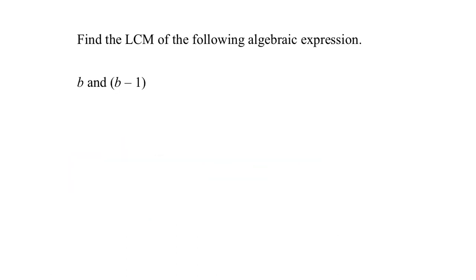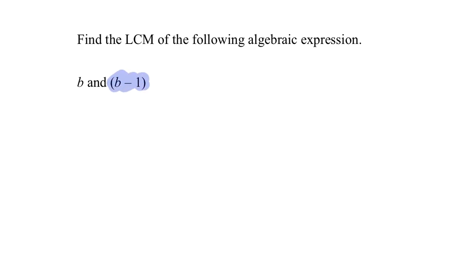Alright, to find the lowest common multiple of the following, do take note that we just need to make sure that for a lowest common multiple, we must have all the factors of the two terms. And in this case, we do need to see this as 1.